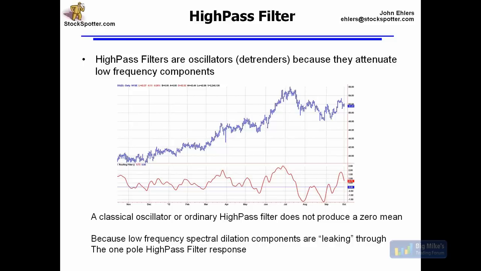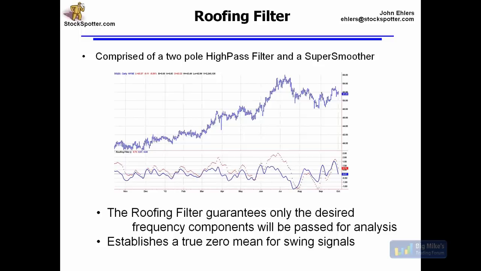So we can improve that by going to a two-pole high-pass filter. Now that means that the spectral dilation is increasing at 6 dB per octave. By going to a two-pole high-pass filter, we're attenuating at 12 dB per octave. So we're attenuating more in our filter than the data is increasing. And here's the result. The red dotted line that you see here is the original one back on the previous chart, and the blue line is the output of the two-pole high-pass filter.